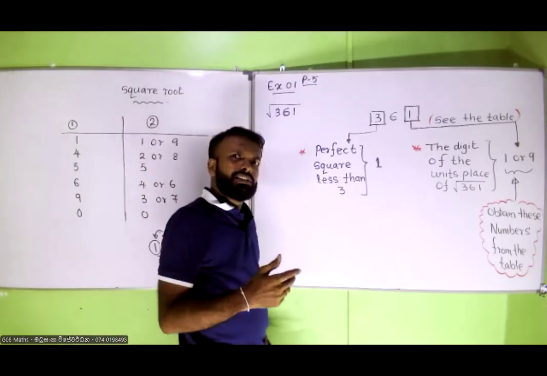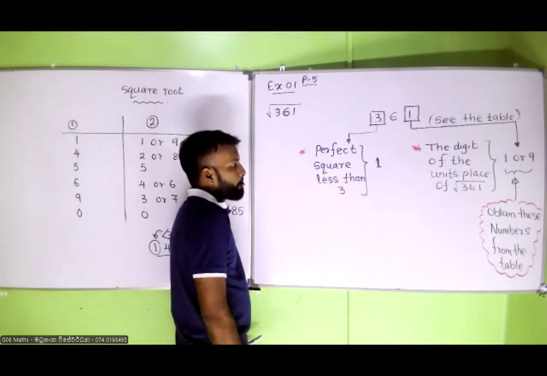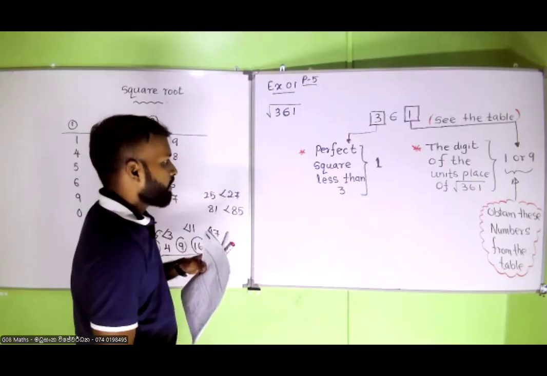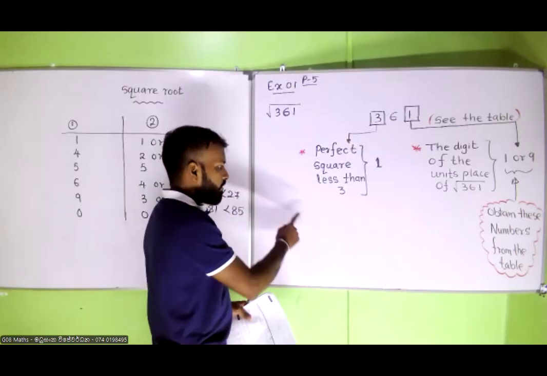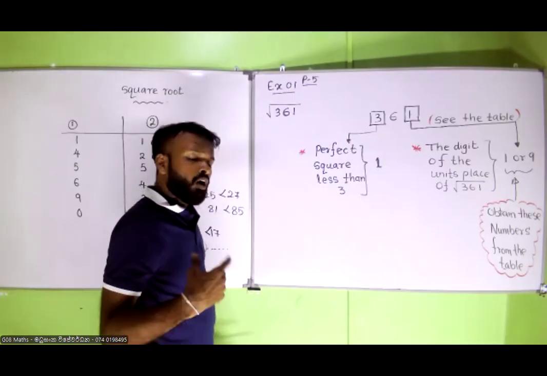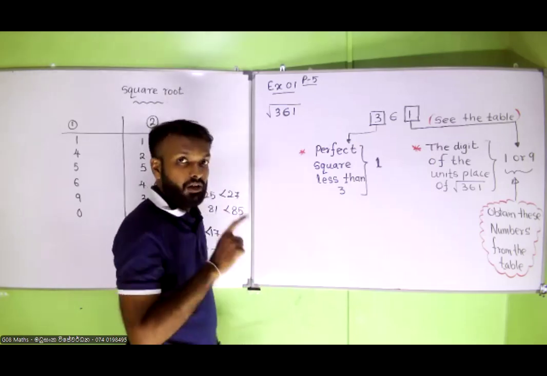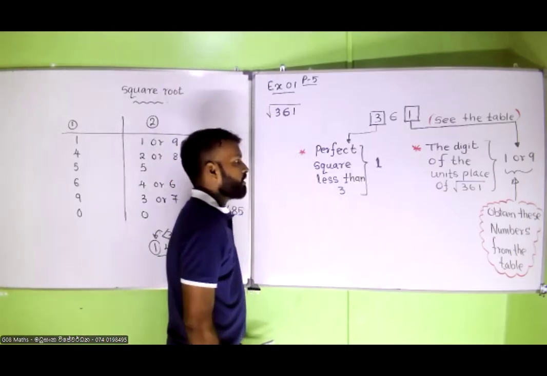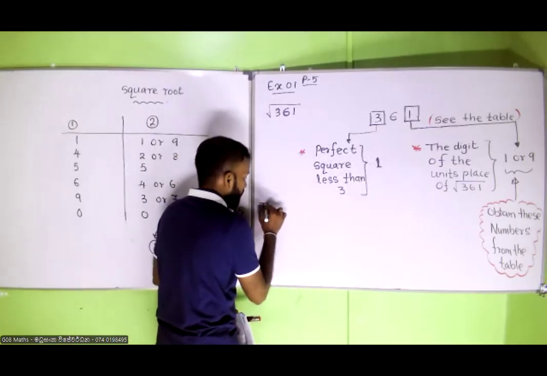Now 60% is over from the question, right? Now I can write. You can use the other page if you want. I will write it here. So how are we going to take the square root of 361? Now look at this. The tens place of the number should be 1, right? So here we can write there are two numbers.